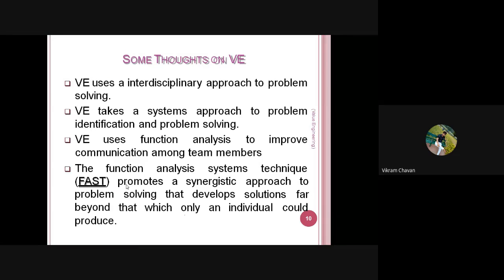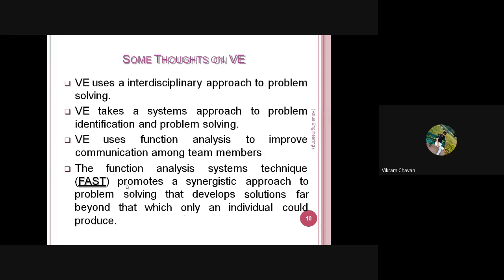Okay. So at the end, we have discussed this already. Some thoughts on value engineering. It is not a myth that it is only applicable for the manufacturing process. It is not like that. Value engineering is an interdisciplinary approach to problem solving. It deals with various sectors, and there are many factors that we have to consider while doing value engineering.